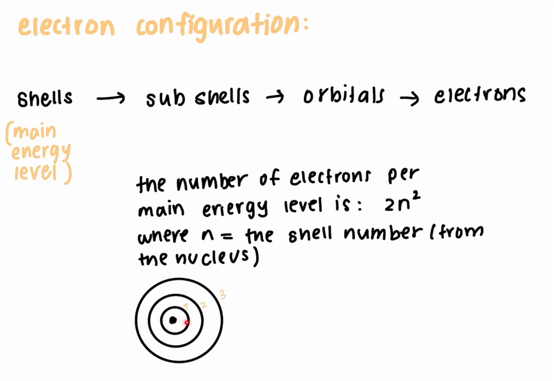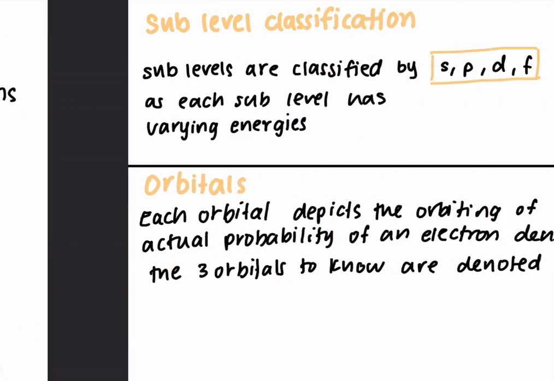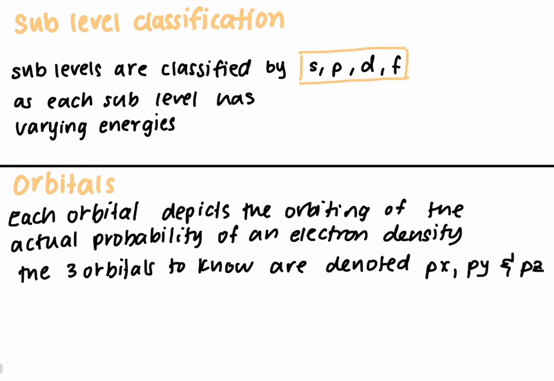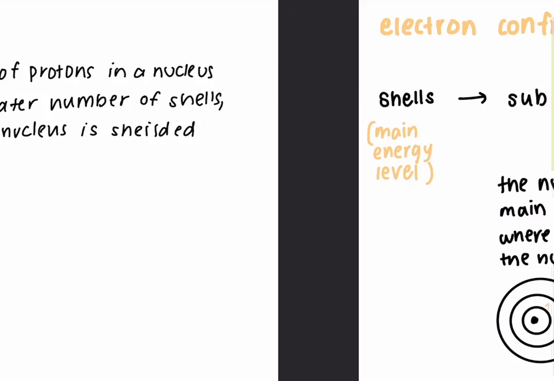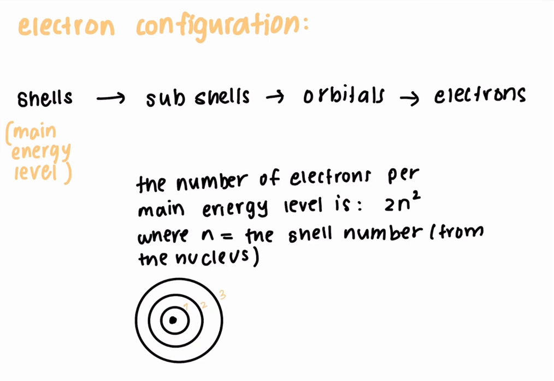If we put that into the formula, the first shell will only have 2 electrons. The second can have 8, 2 times 2 to the power of 2. The next thing we need to figure out is the sublevel classification and the orbitals. If we go back here, we see that after the shells, we have subshells, and then we have orbitals. You can also call this sublevels.